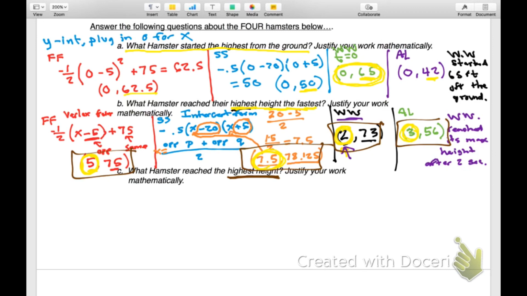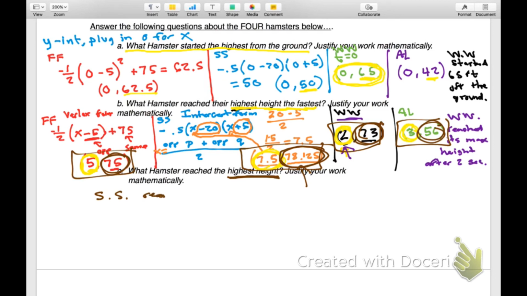Well, the Flying Fuzzball reached 75, the highest he went was 75 feet. The Squeaking Scorcher went 78.125 feet up in the air. The Wiggling Wonder went 73 feet up in the air, and Al went 56. So again, you're just looking for the highest. And for us, the Squeaking Scorcher.